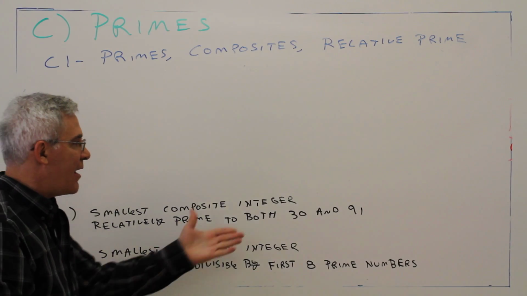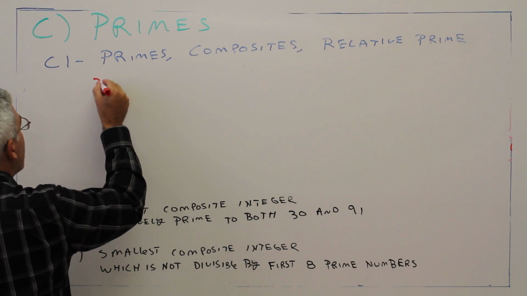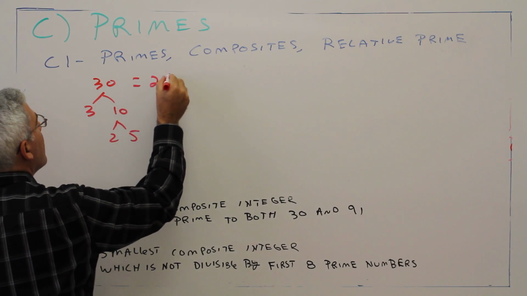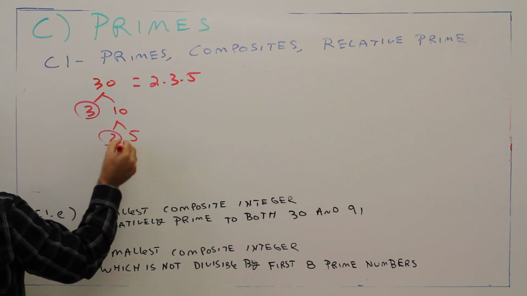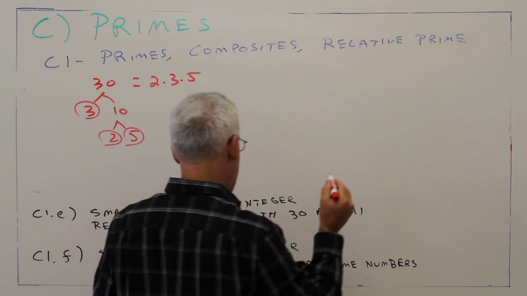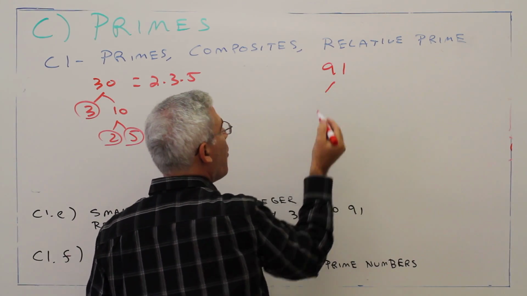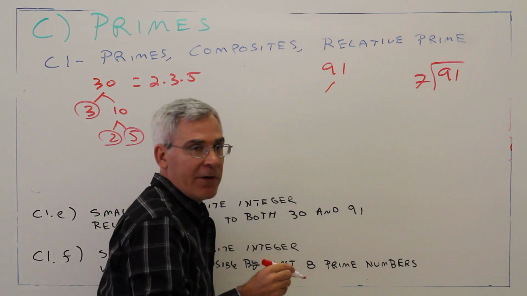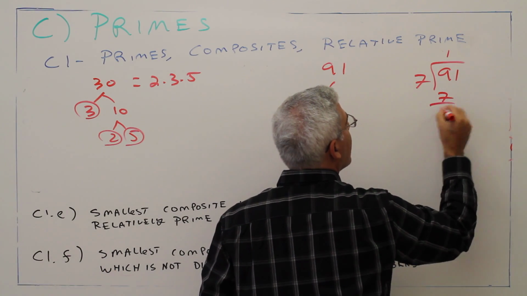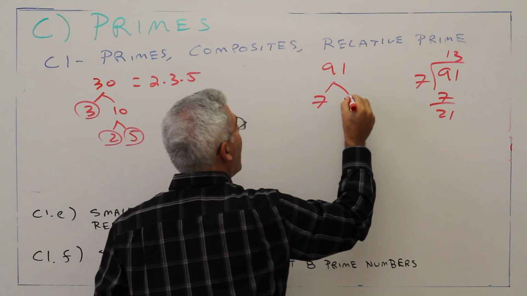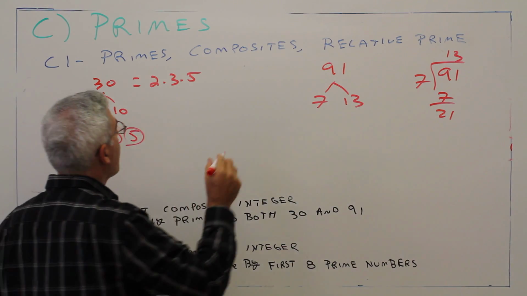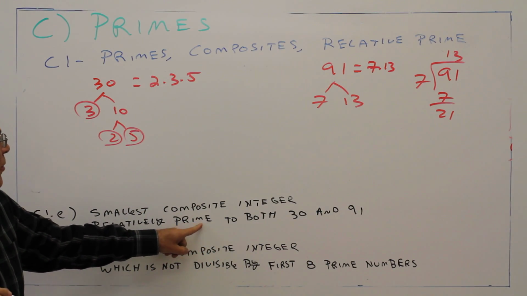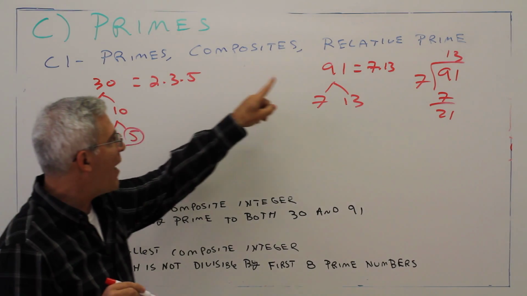Okay, so let's find the divisors of each. So 30 is 3 times 10, which is 2 times 5. 2 times 3 times 5. That's the prime factorization. 91. After a while, you'll remember that 91 is divisible by 7. 7 goes in there once, 7, 21. So 7 and 13. Okay, so I want to be relatively prime, so I can't have a 2, 3, 5, 7, or 13.